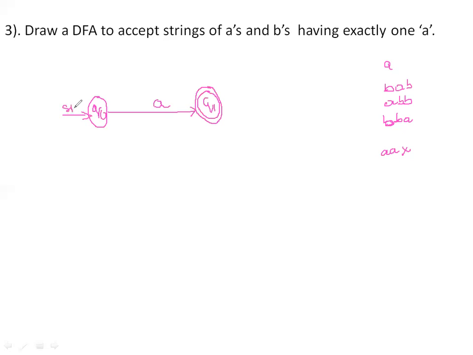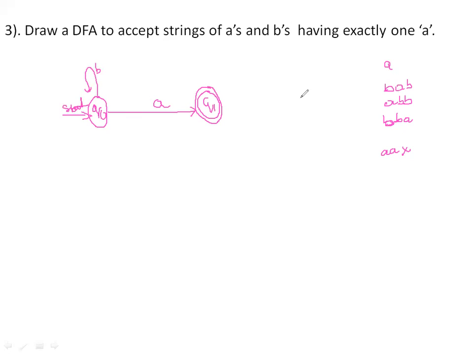Make Q0 the start state. Okay, fine. If you get a single A, it will be accepted. Then what about this BAB? See, if you are getting B, fine, then you will remain in Q0 itself. Is it right? Because we don't know.